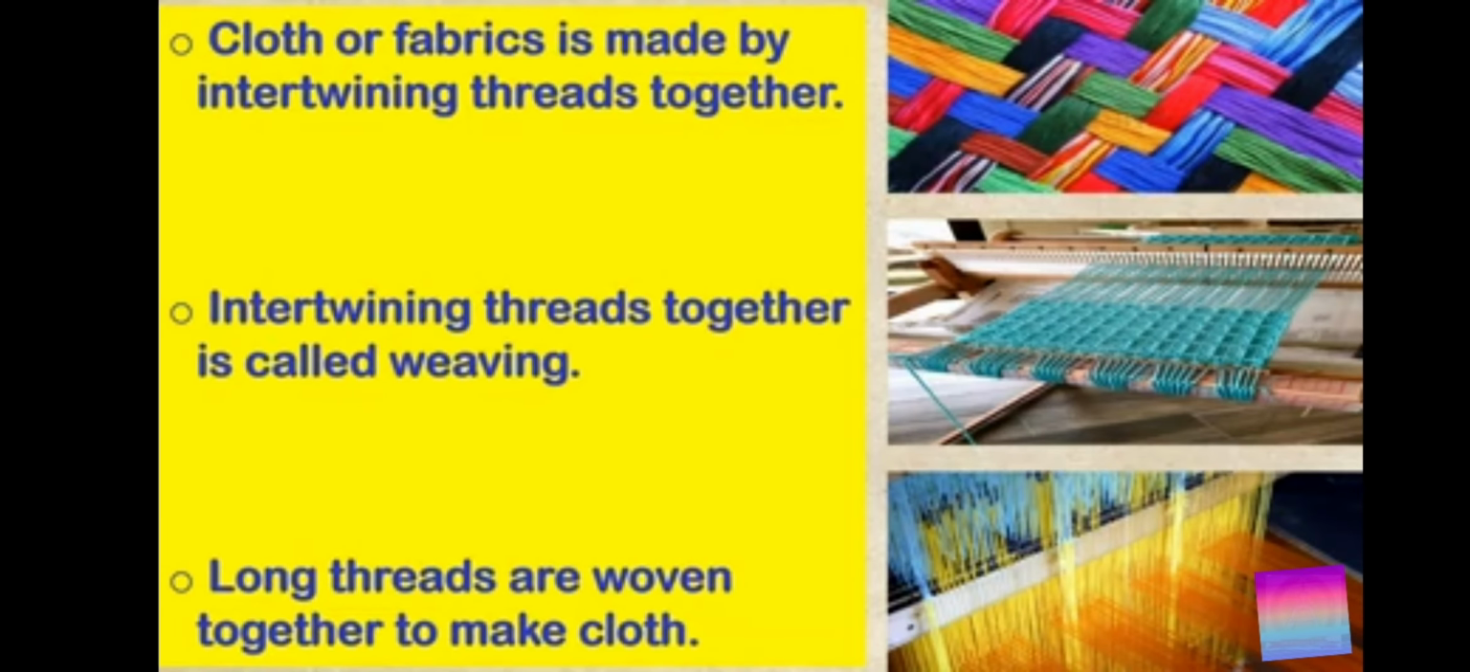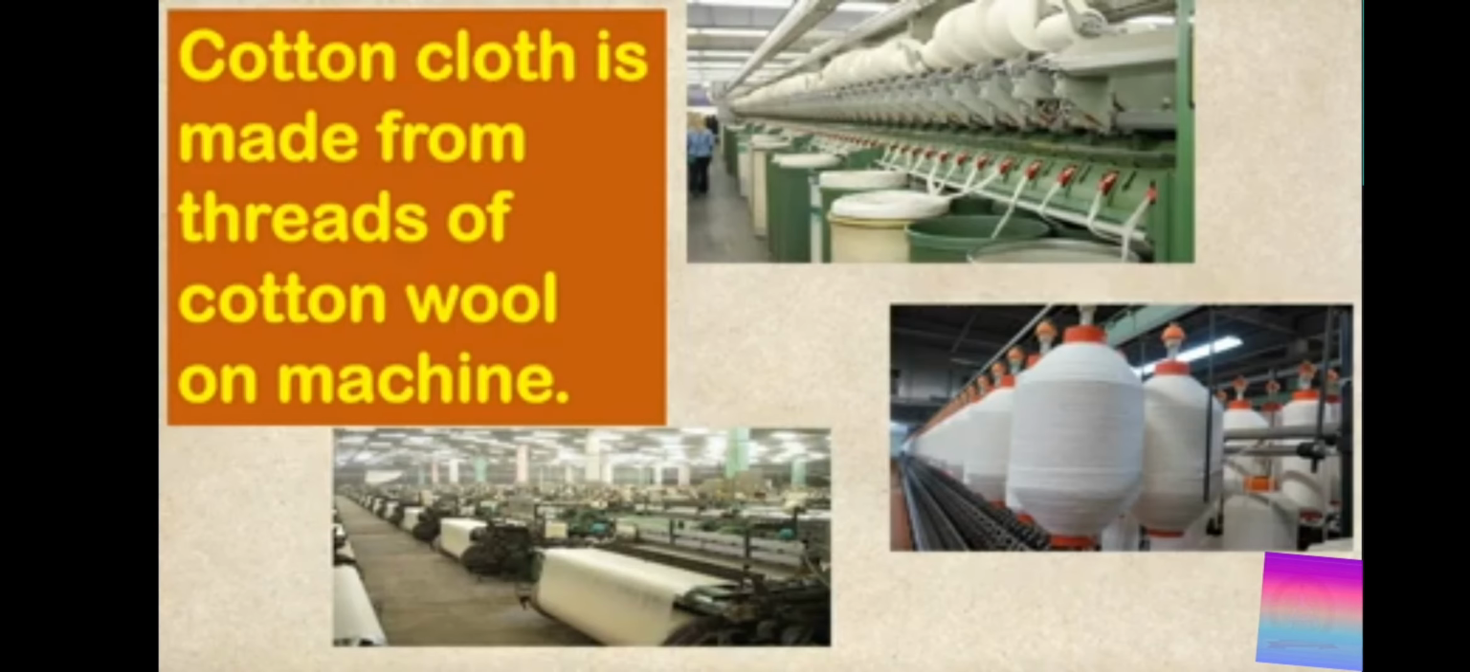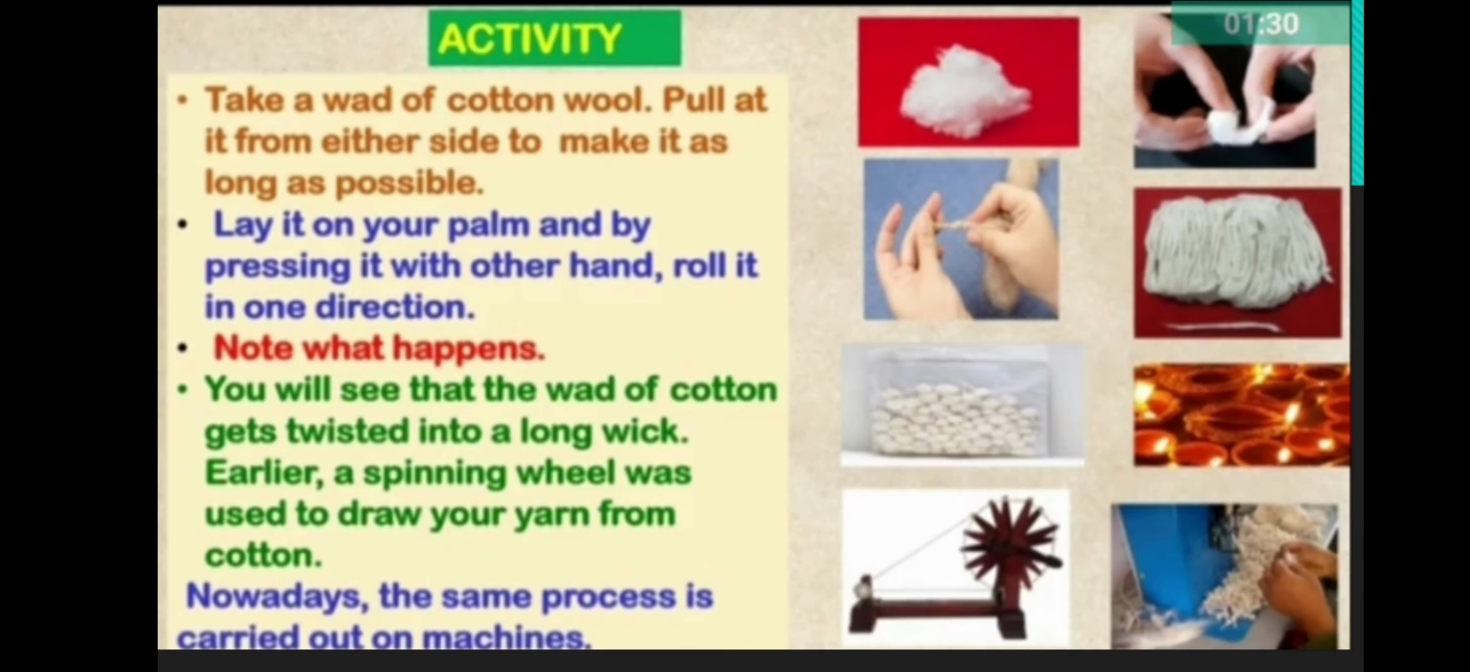Cloth or fabric is made by intertwining threads together. Intertwining threads together is called weaving. Long threads are woven together to make cloth. Cotton cloth is made from threads of cotton wool on a machine.